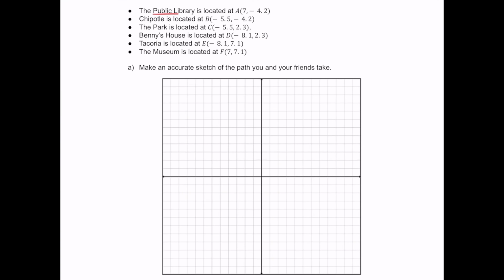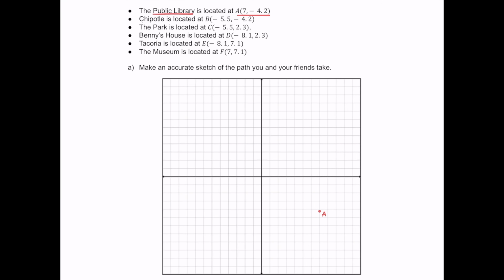All right, let's start with the public library, which is located at (7, -4.2). So let's count over 7 units, 1, 2, 3, 4, 5, 6, 7, and down 4.2, 1, 2, 3, 4, and then 0.2. So I'm gonna go ahead and put this dot right over here. I'm gonna call that point A.